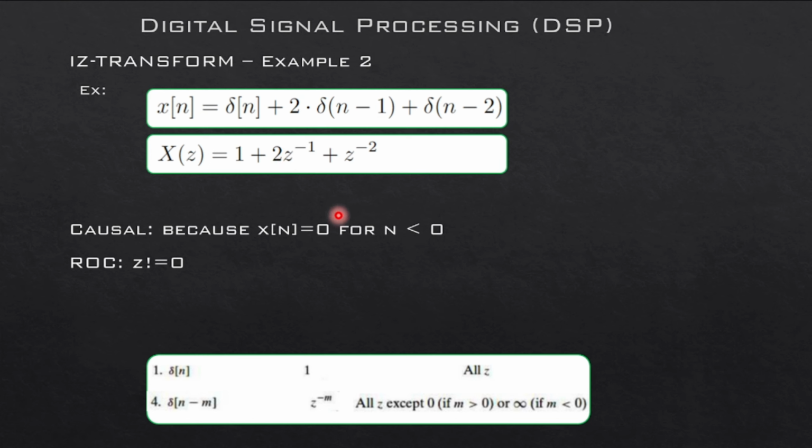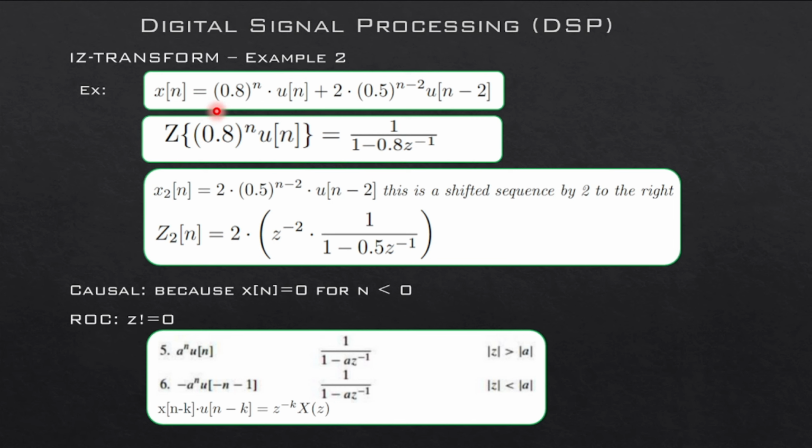Now, about the properties of the system. The system is causal because x n is equal to 0 for any n less than 0. All values are to the right of the vertical axis, existing for positive n values: n equal 0, n equal 1, n equal 2. So it's causal. For n less than 0, there are no values. And the ROC is what? z is different from 0. That's the region of convergence.